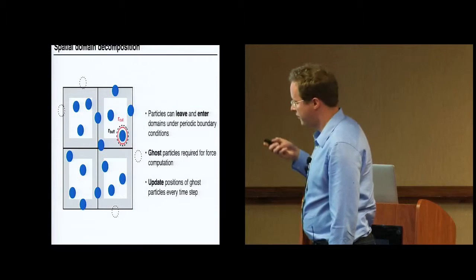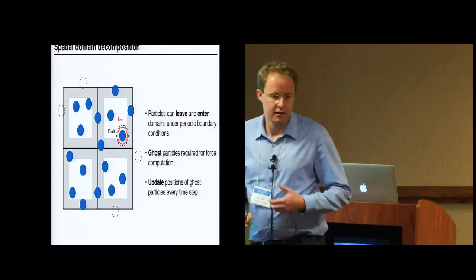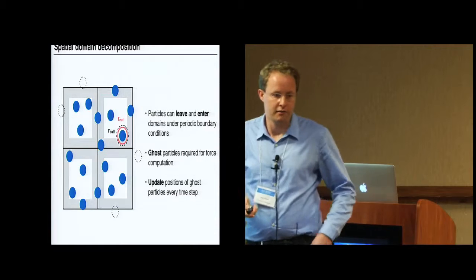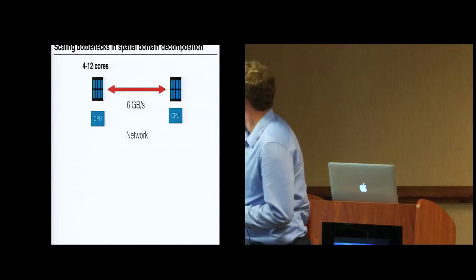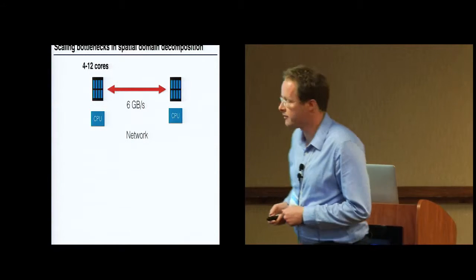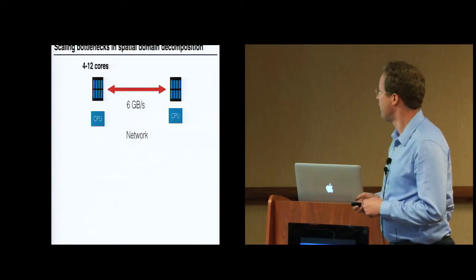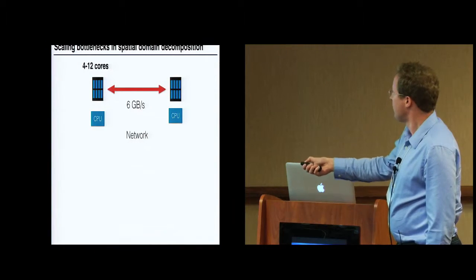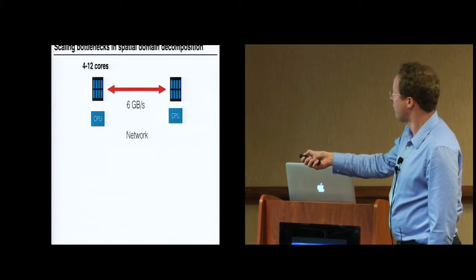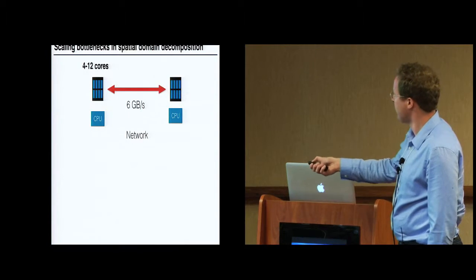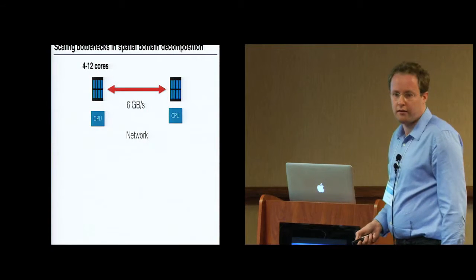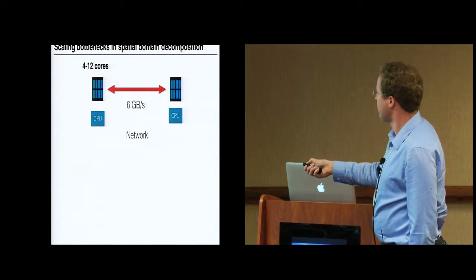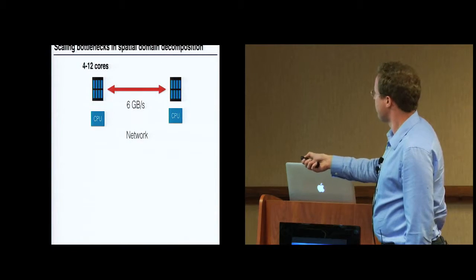And this requires communication. I wouldn't be showing this slide because it's pretty standard if there wasn't a challenge behind it. The challenge is more apparent when you consider the comparison between CPU and GPU integration. So this is a situation with CPUs. This is a multi-core CPU, 4 to 12 cores, and they communicate by some network like InfiniBand. This has a bandwidth of 6 gigabytes per second, and the other CPU sits here and they exchange information.